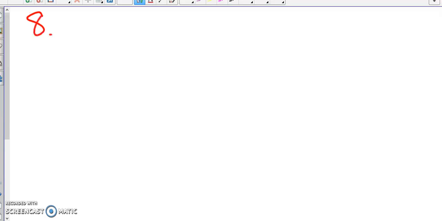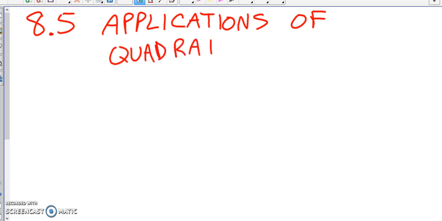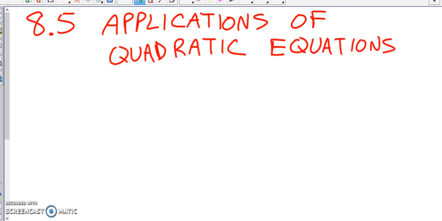Bridges, section 8.5, applications of quadratic equations. All right. So basically, these are going to be word problems that are going to have to be solved using quadratic equations.